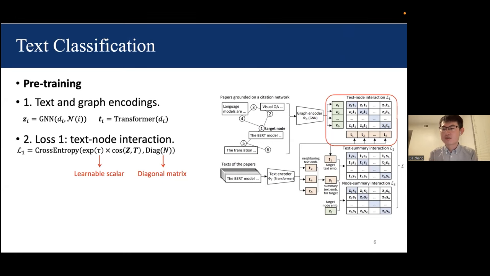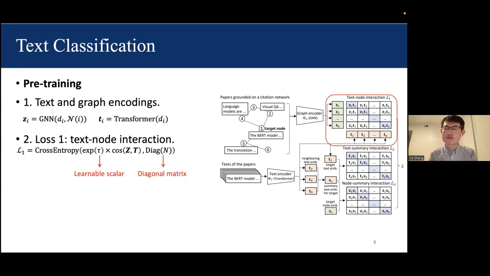You can see the first one is Z1, T1. They correspond to document one. And similarly, the second one is Z2, T2. They correspond to document two. So the diagonal elements are the product of one document. So we want to maximize the similarity of the diagonal elements. At the same time, we minimize the similarity of non-diagonal elements because non-diagonal elements are mismatched.